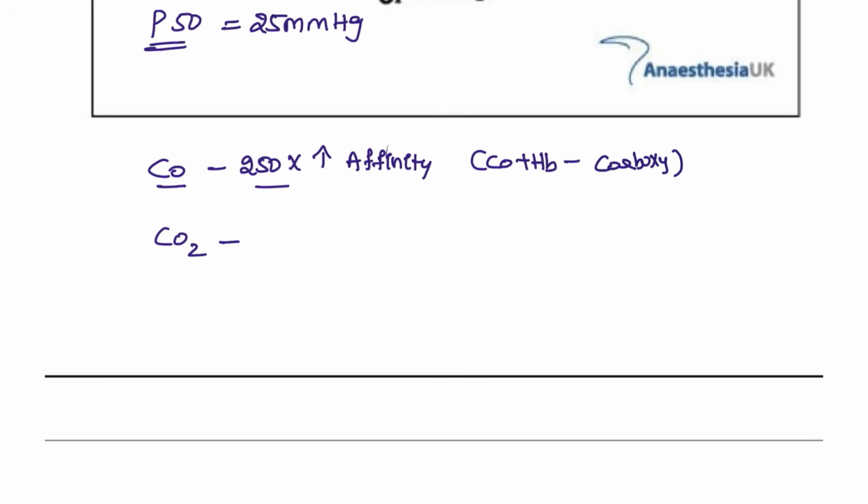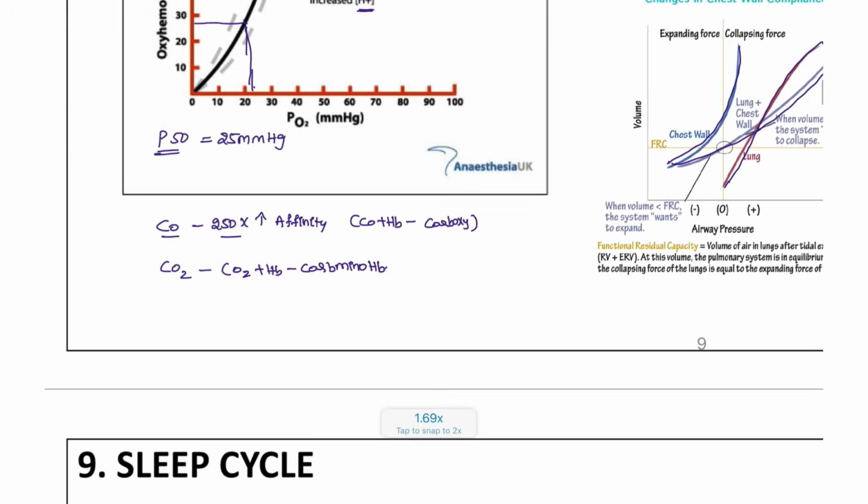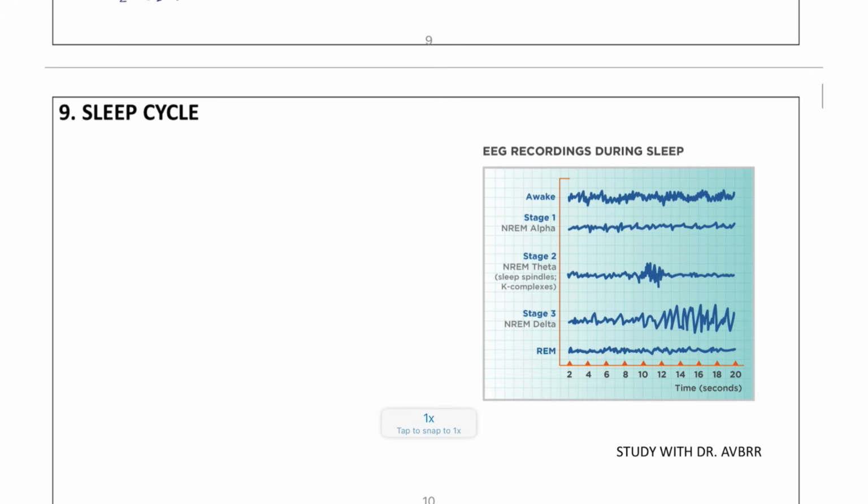Carboxyhemoglobin. Next, this is carbon dioxide plus hemoglobin, known as carbaminohemoglobin, right? Next, moving on to the sleep cycle. Sleep cycle waves can be asked, guys. So sleep cycle waves can be asked.